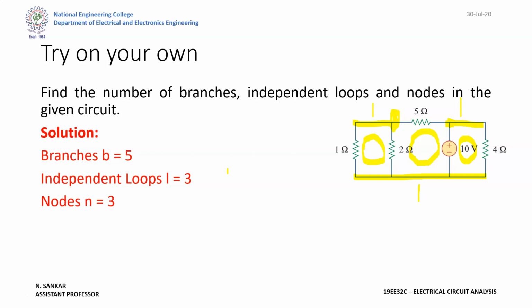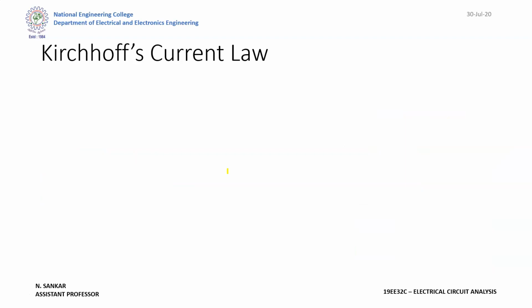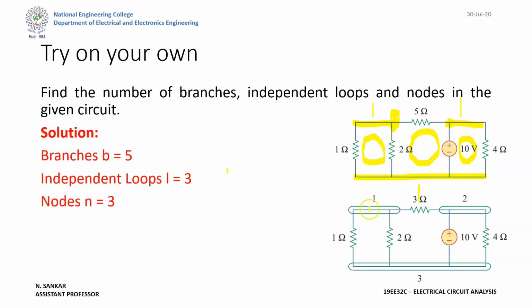Okay, so if you want to substitute the formula, you can substitute. So b is equal to n plus l minus 1, that is 3 plus 3 minus 1, which is equal to 5. So 5 and 5 are the same. Okay, so just the circuit diagram gives the answer. So number of nodes: 1, 2, 3.